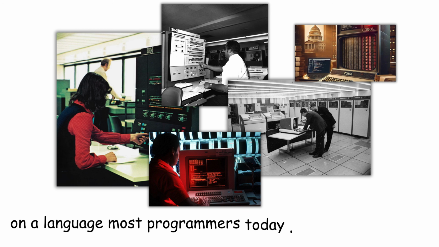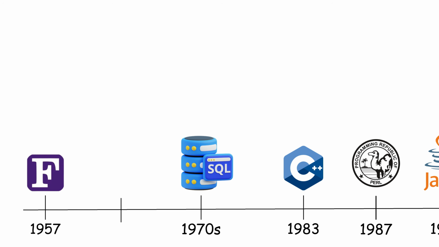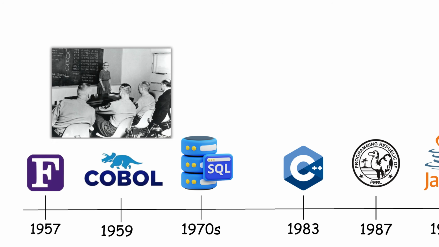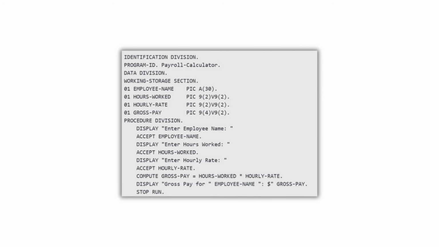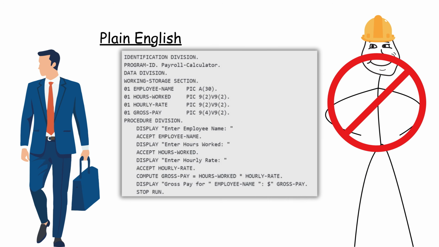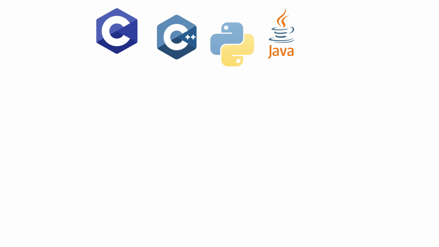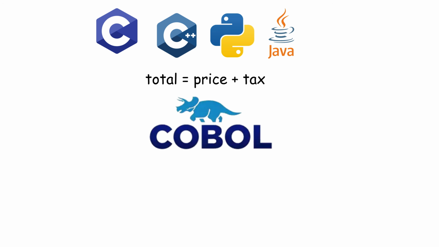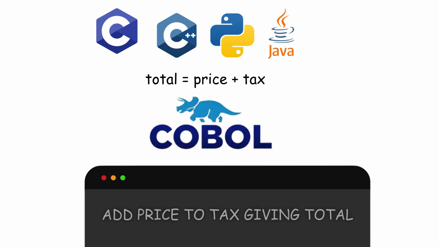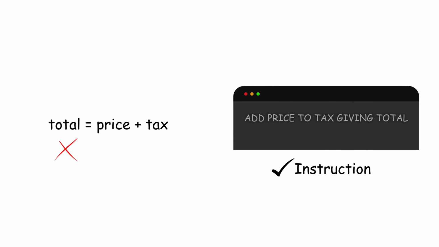COBOL. A huge amount of the world's banking and government systems still run on a language most programmers today have never touched. That language is COBOL. It was developed in 1959 by a group of computer scientists, with Grace Hopper playing a major role. The goal was a language that read like plain English, so business people, not just engineers, could follow the code. Where a modern language might write total = price + tax, COBOL spelled it out as ADD price TO tax GIVING total. It reads like an instruction, not a formula.